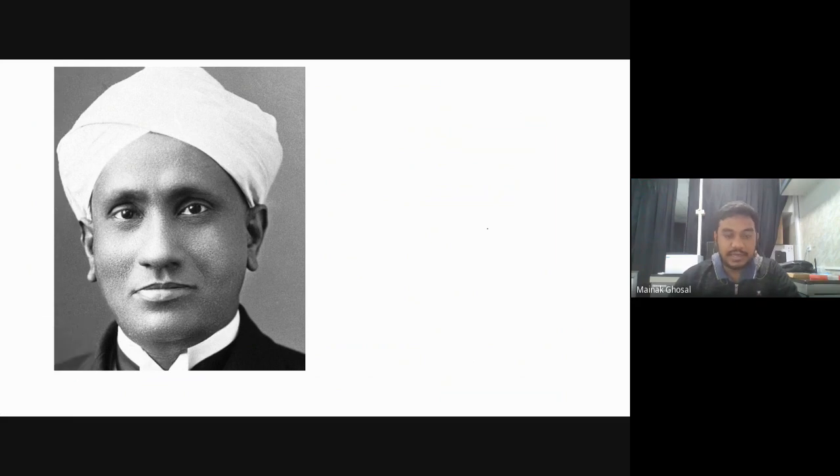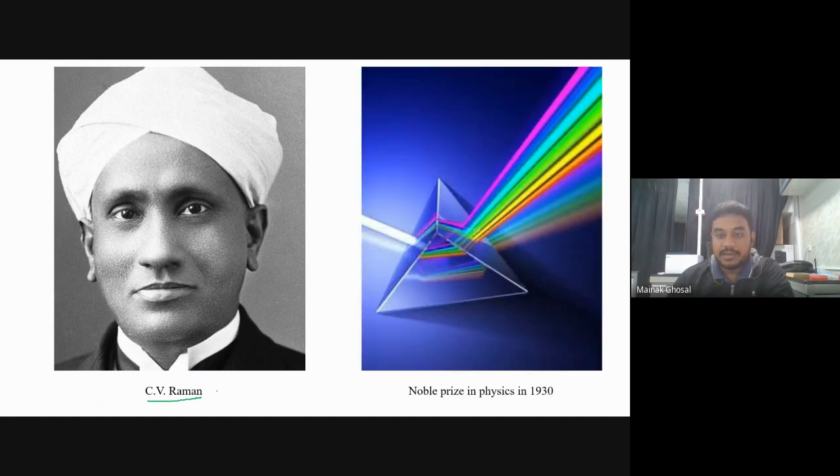Okay, so he needs no introduction. Actually, he's a legend. He is C.V. Raman. So today we are going to learn the new spectroscopic technique, which is known as Raman spectroscopy. He won the Nobel Prize in Physics in 1930 when he discovered what is known as scattering of light. So he won the Nobel Prize for scattering of light.